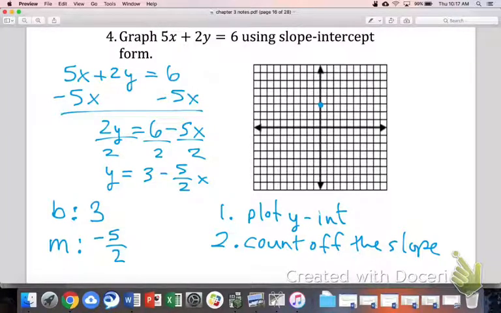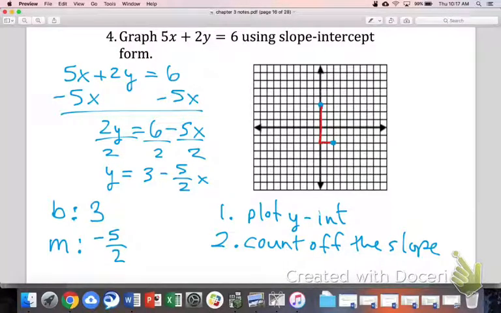So when I count off my slope, what I'm going to do is I'm going to start at the y-intercept and do my rise-run routine with that slope. So I want to show you something. I'm going to switch colors on you. Now the slope is negative 5/2. What that means is I need to go down 5 to the right 2 to get my next point. So I'm going to go down 1, 2, 3, 4, 5, and then right 1, 2. Do you see my little slope triangle that I'm drawing here? And at the end of that little slope triangle, I'm going to put my second point.